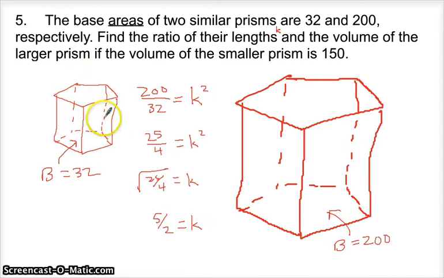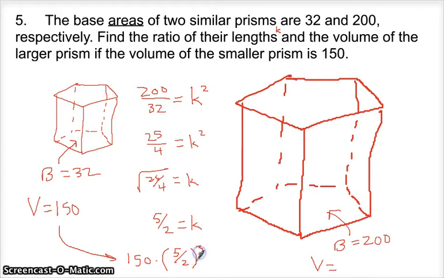Any length over here gets multiplied by 5 halves when I take it over here. Or any length over here is 5 halves times longer than that. It's 2.5 times longer. So what do I do if the volume over here is 150? How do I find the volume over here? When I take this on this little trip over here, I have to multiply 150, not times k, but, because we're talking about volumes, to transform a volume I have to multiply by k cubed.